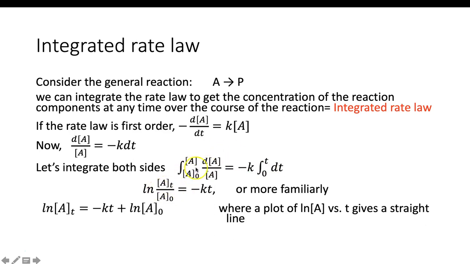If we do that, we get the natural log of these limits, and this is just dt, so it's t. And so we get the natural log of this ratio equals minus kt, or if we write it in a more familiar Gen Chem term, the natural log of the concentration at any time is equal to minus kt plus the natural log of our starting concentration. So if we were to plot natural log of concentration versus time, it would give a straight line if it were first order.